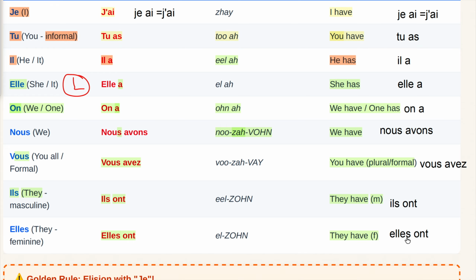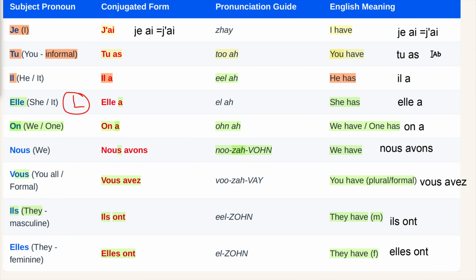For he we use il, but for they we'll be using ils. Again for she, for the feminine we use elle, and for they you have to add an extra s, and you have to conjugate it like on. D'accord? J'ai, I have, tu as, you have, il a, he has, elle a, she has, on a, we have or one has, nous avons, we have, vous avez, you have, ils ont, they have, elles ont, they have.